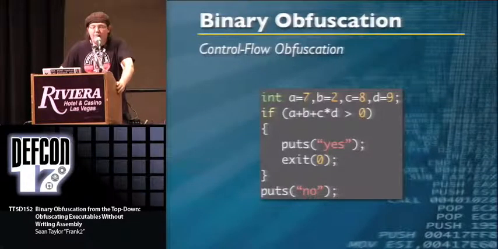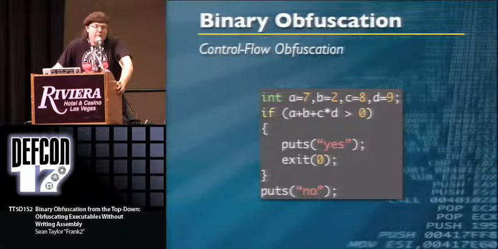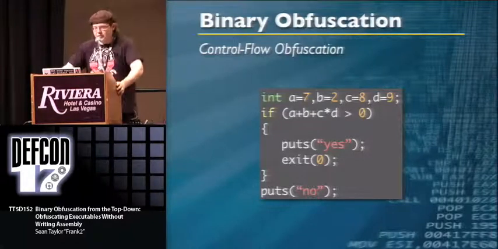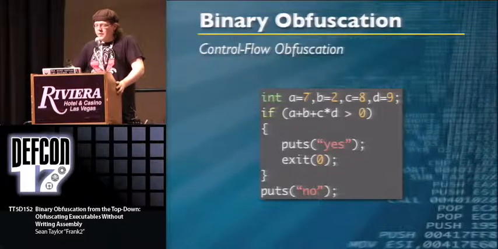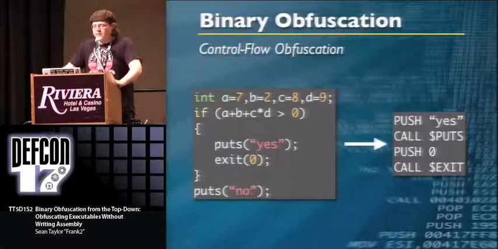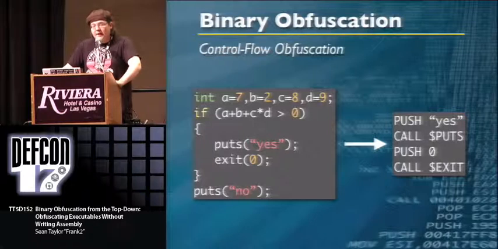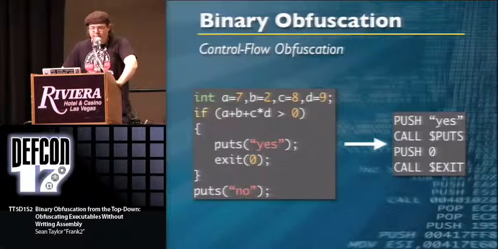So here we have A, B, C, D. We're going to do a bunch of math in our if statement, and it's always going to be greater than 0. We know it's always going to be greater than 0, so it's always going to print yes. We know it's always going to print yes, but we don't want people to know that. But the compiler is wise to our tricks. Because those variables are static at compile time, it knows what those variables are, and it knows that statement is always going to execute, and the no branch is never going to execute.